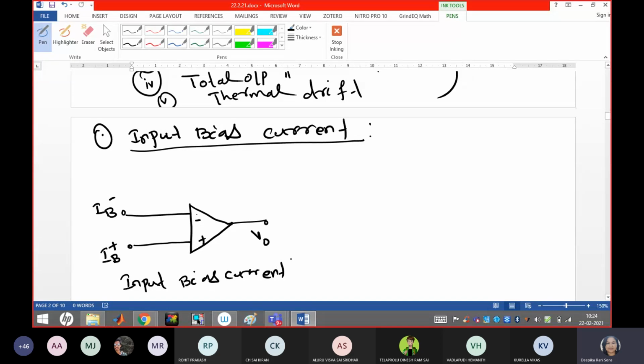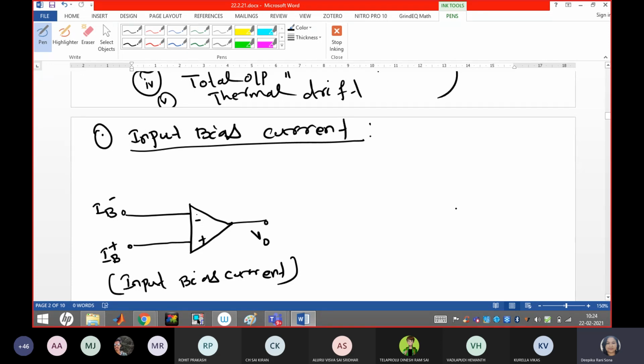So this is figure part A, and the second figure. Without feedback, for the ideal case, these two currents are existing, which is called the bias current. For the negative input terminal it is IB minus, and for the positive or non-inverting input it is IB plus. Then suppose I want to represent the same bias current with the help of the feedback.